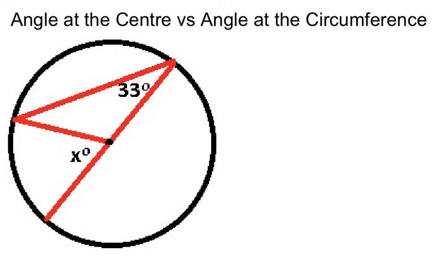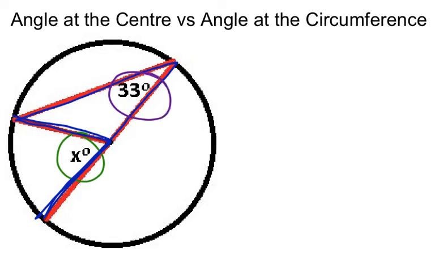Second example here. Now this time we have an angle at the centre is x, and although we have a diameter here, we still are dealing with the same thing, because we have an angle at the centre going along there, and we have an angle at the circumference going along there. So x is our angle at our centre, and 33 is our angle at our circumference. So in this case, x, the angle at the centre, is double the 33, so it's 66 degrees.